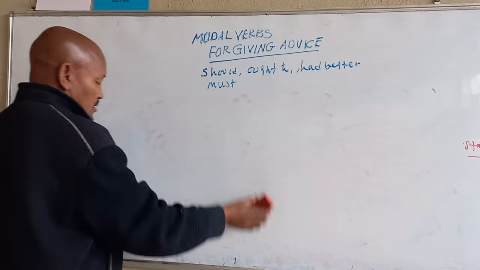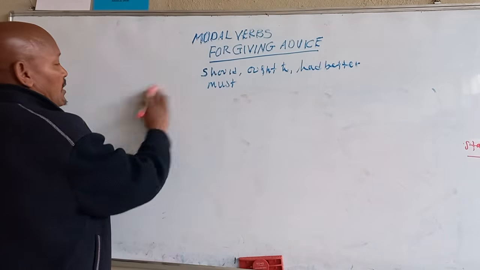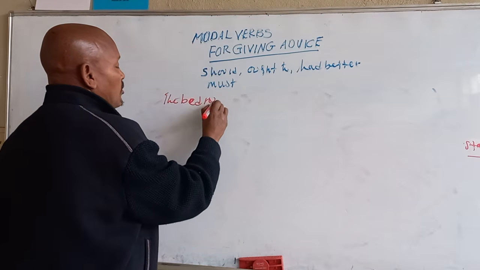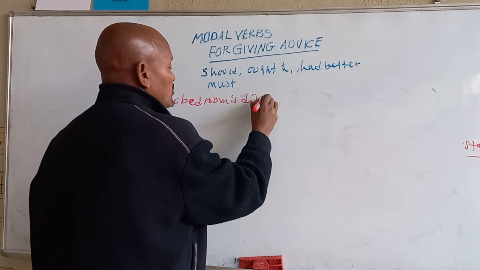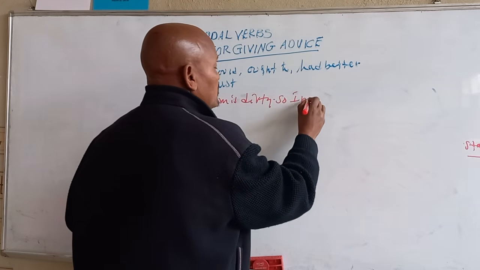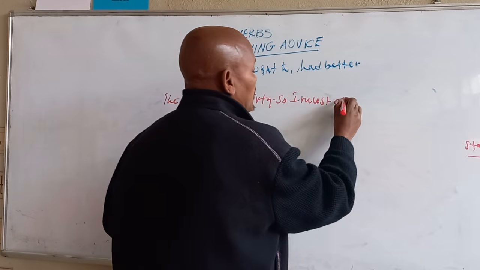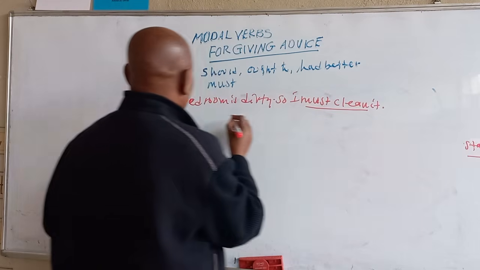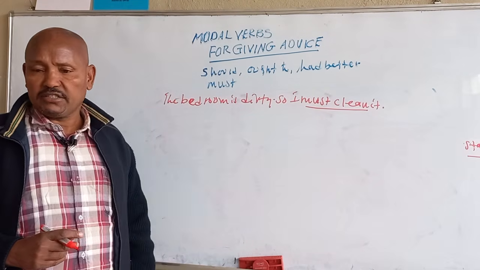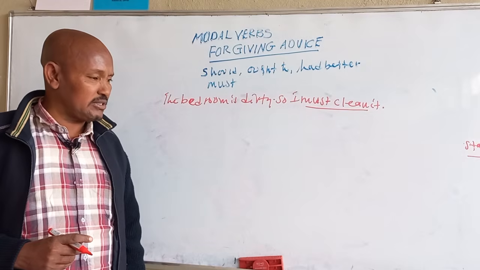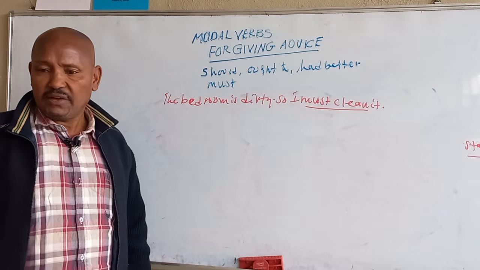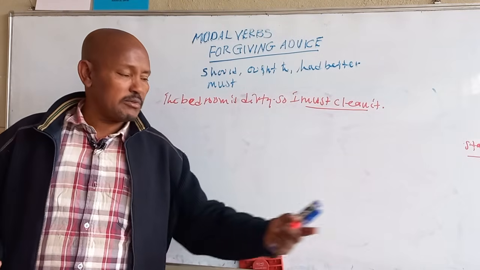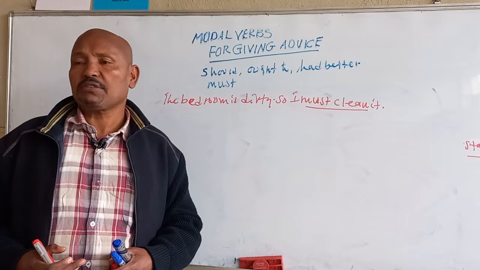Must. Look here: the bedroom is dirty, so I must clean it. Yes, I must clean it, must plus clean. The bedroom is dirty, so I don't want to enter my bedroom, it's not attractive, it's not decorated. Pieces of paper are all over my bedroom and on the sofa, so it must be cleaned.